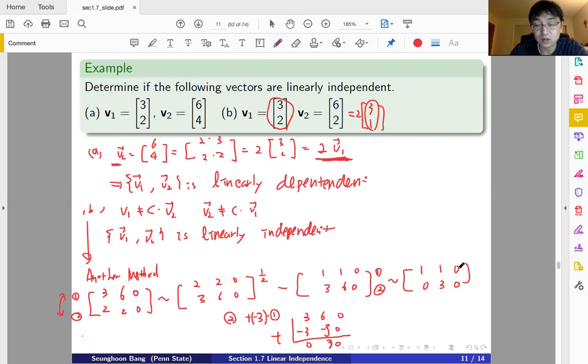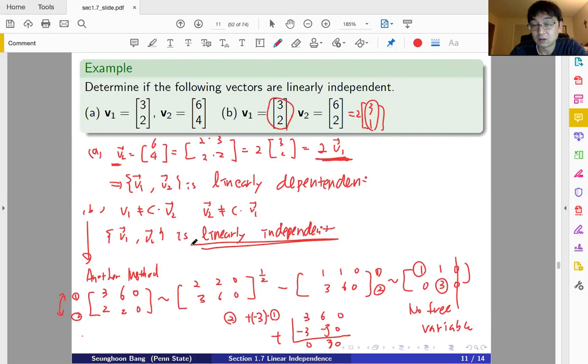So what does it mean? Don't think about the constant term. The first column has a pivot. The second column has pivot 3. So what does it mean? No free variable. No free variable. So what's the answer?